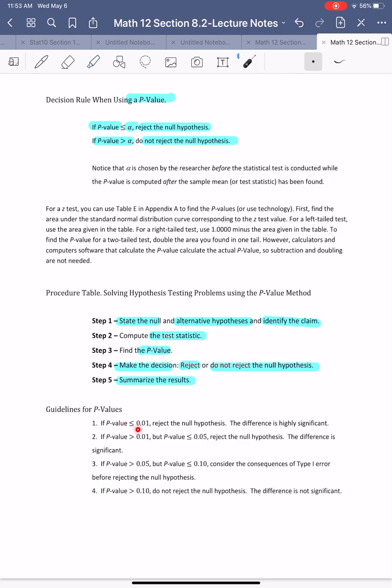The guideline for the p-value: if the p-value is less than or equal to 0.01, reject the null hypothesis; the difference is highly significant. If the p-value is greater than 0.01 but less than 0.05, reject the null hypothesis; the difference is significant. If the p-value is greater than 0.05 but less than or equal to 0.10, consider the consequences of a type 1 error before rejecting the null hypothesis. If the p-value is greater than 0.10, do not reject the null hypothesis; the difference is not significant.